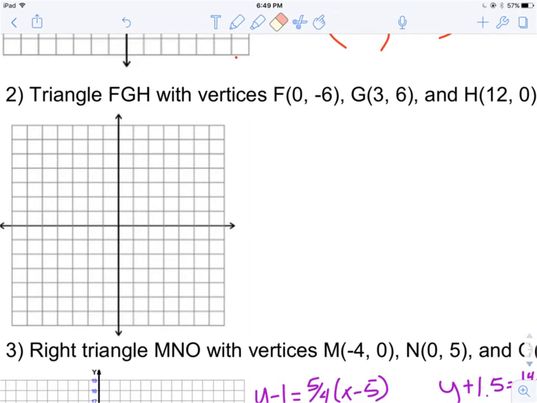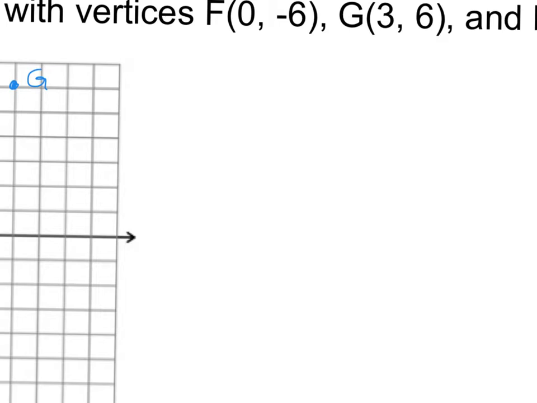Alright, and number 2, I'm going to start again by plotting the points of my triangle. So I have F at (0, -6), and G is at (3, 6). And H is at (12, 0). I'm going to cheat a little bit and add in some lines because my graph paper is not quite big enough.